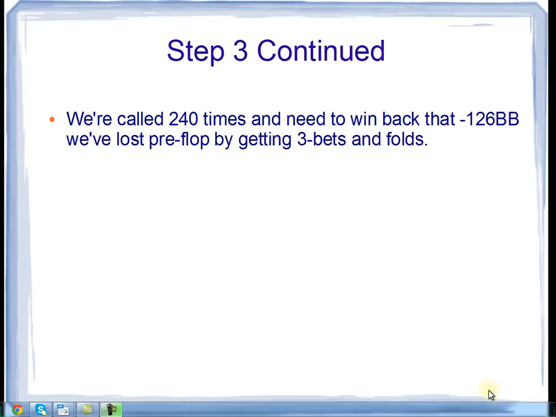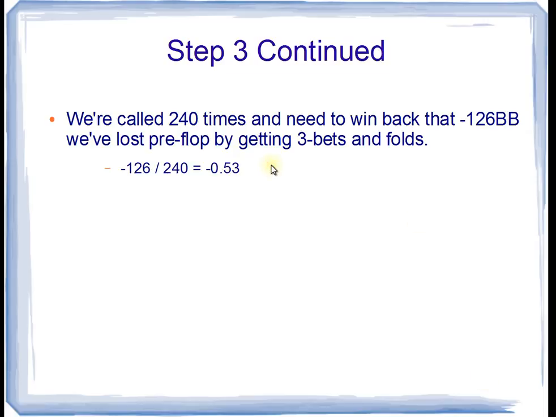I'm going to explain exactly what everything means in a second, and I was kind of on the fence about whether to include the negatives when doing the next step. But anyways, I took 126 and divided by 240, and that gave us 0.53. So what that means is, since we overall were losing 126 big blinds pre-flop, but we were called 240 times pre-flop, we need to win on average 0.53 big blinds per hand each time we're called.